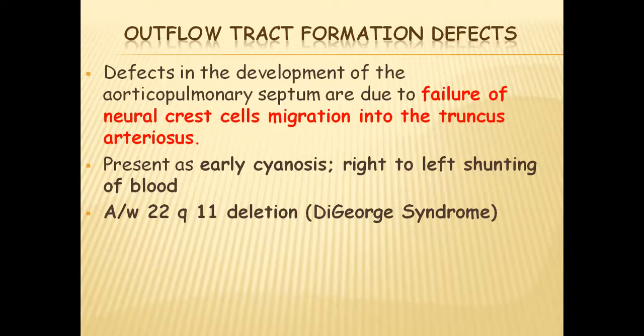shunting of blood. Remember, on the right we normally have the deoxygenated blood that is supposed to go to the lungs for oxygenation, then return back to the left side. But in this particular defect, there is right to left shunting of blood. So that means we are shunting the deoxygenated blood from the right side of the heart to the left side of the heart, thereby causing early cyanosis. And this is normally associated with DiGeorge syndrome, which is a deletion on chromosome 22.